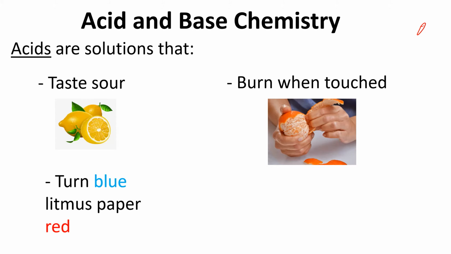And lastly, acids will turn blue litmus paper red. So in chemistry, there are two types of paper strips. One's blue, one's red. And when you dip them into an acid, they will both go red, kinda like that. So that little experiment will prove that the solution is acidic.